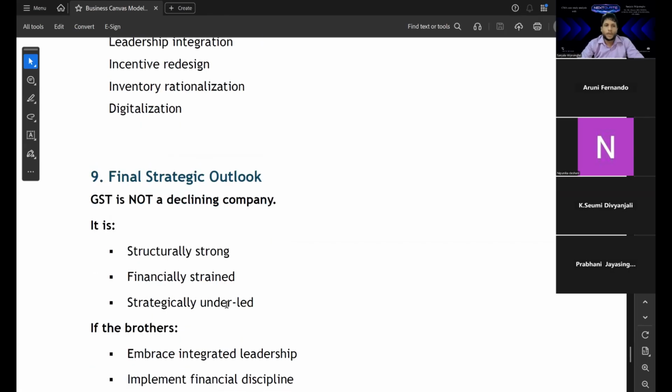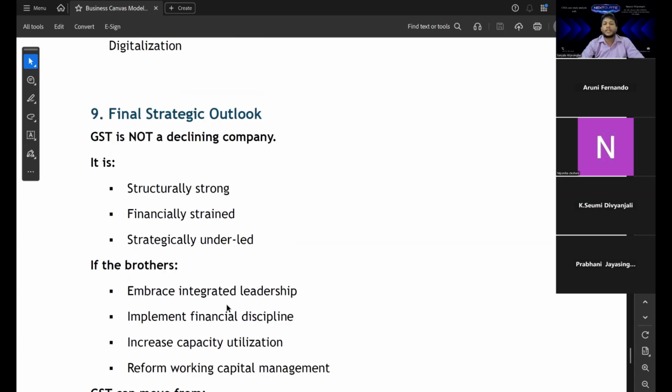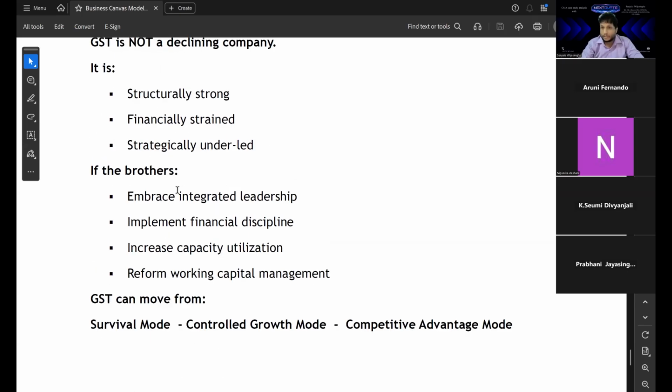Right. The 9th one, final strategic outlook: GST is not a declining company. After analyzing this whole analysis, you can identify this is not a declining company. It is structurally strong, financially strained and strategically underaligned. Then if the brothers, meaning Derek and Travis, embrace integrated leadership, implement financial discipline, increase capacity utilization, and reform working capital management.